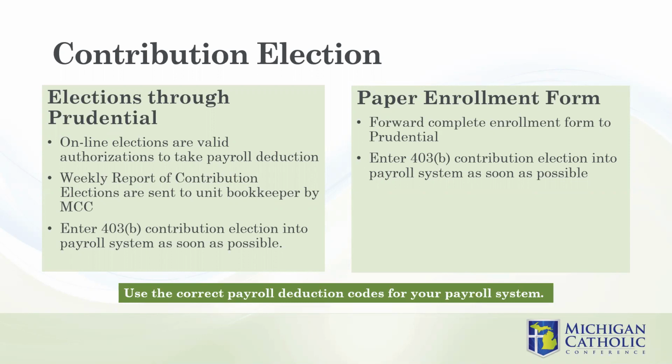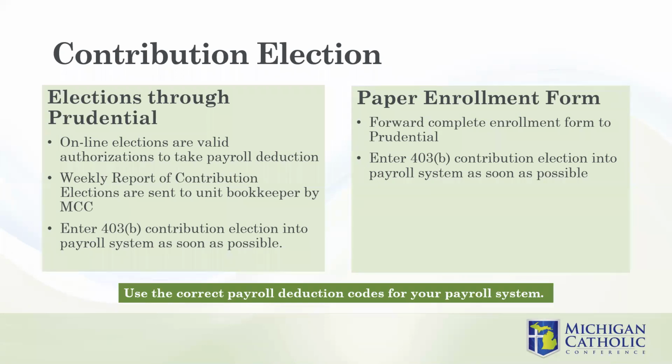If you go the paper enrollment route, you need to send that complete enrollment form to Prudential. Prudential needs to know what that employee elected as their deferral percentage or dollar amount. They need to know what the employee chose as their investment options, and they need to know who the beneficiary is, and that's all on that enrollment form. So you should forward that to them. You can keep a copy for your records, that's fine. Or if you want to send it to MCC benefits, we can forward it to Prudential, that's fine as well.